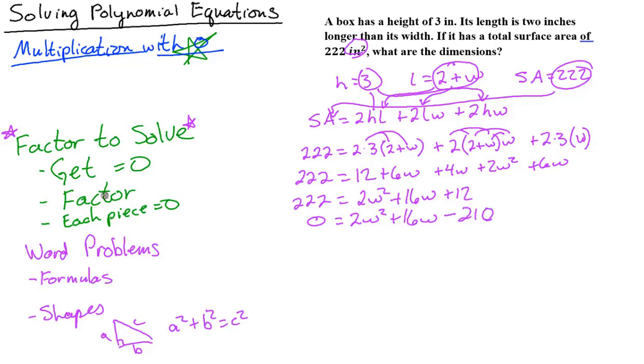And then we got to factor it. Can we pull out a greatest common factor? Yep. The 2 pops out. We get 2 times w squared plus 8w minus 105. Good.